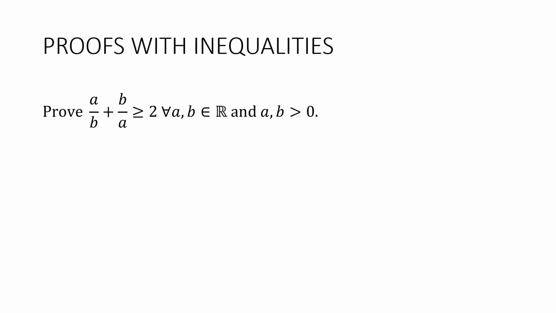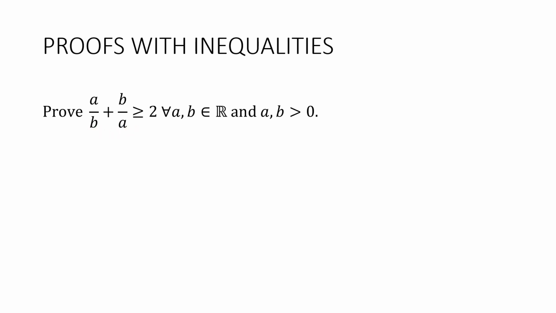So here's our first question. Prove A over B plus B over A is greater than or equal to 2 for all real numbers A and B that are greater than 0. So A and B are both positive. I'm going to show you two methods to do this, and you should be familiar with both of these methods. The first one, we want to take everything over to the left-hand side and prove that the statement is greater than or equal to 0.